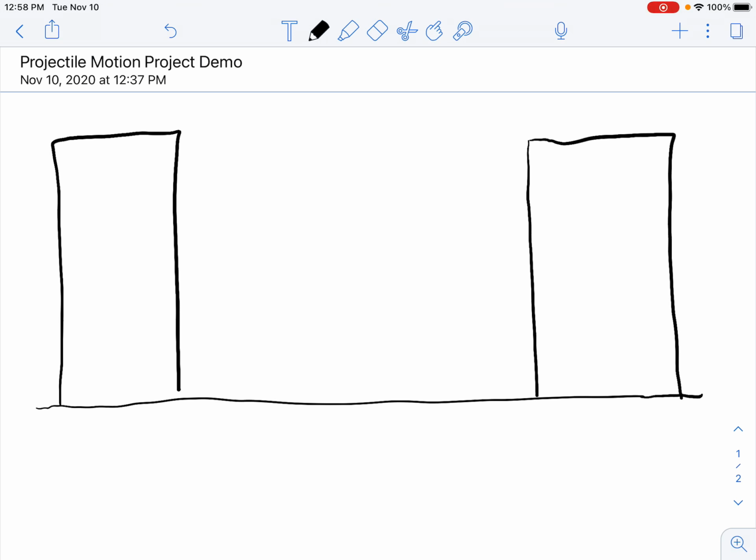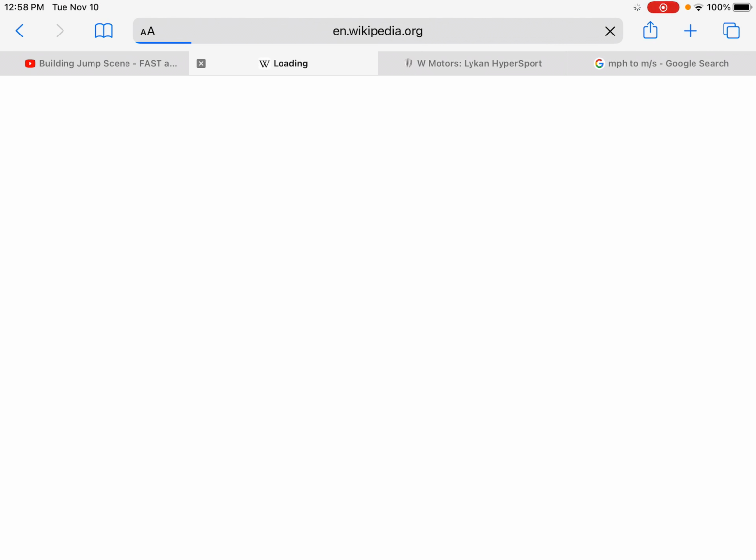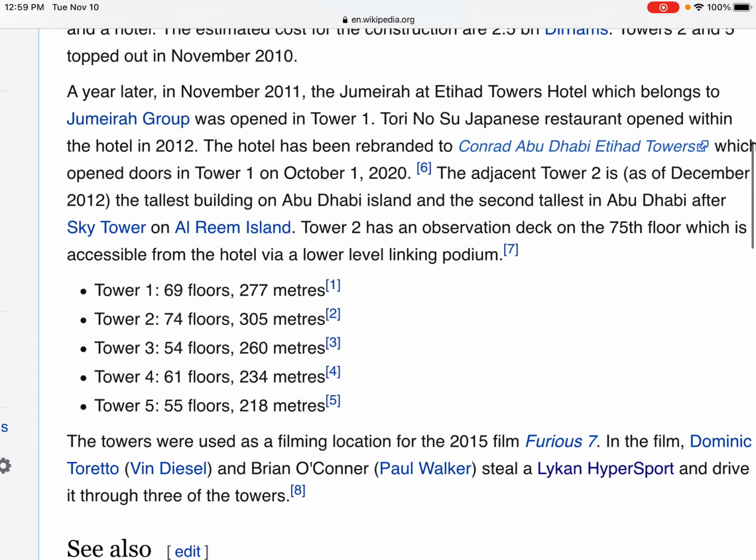Now, in the scene, what they had was they were jumping between 2 out of the 5 Etihad towers that are in Abu Dhabi. So to get a little bit better perception of the height of each of these buildings, I'm going to do a quick Google search and look at what we have for our Etihad towers here. We can find that out of the 5 of them, they're going to range in height from 218 meters to 305 meters. So for our sake, we'll look at these first 2 towers. We'll say we're going to jump from tower 1 into tower 2.